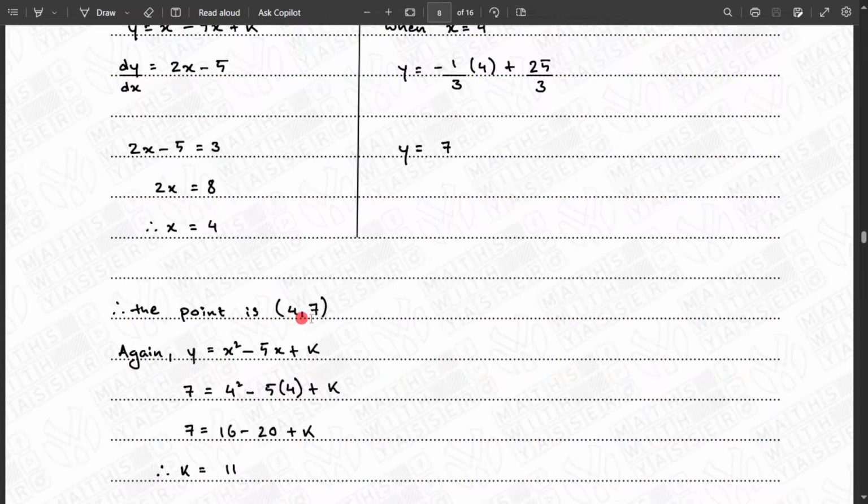And since 4, 7 lies on the curve, that means it must satisfy the equation of the curve. Therefore, we know that the equation of the curve is y is equal to x squared minus 5x plus k. So substituting x and y coordinate into this equation, we get 7 is equal to 4 squared minus 5 times 4 plus k. Therefore, k will be 11.